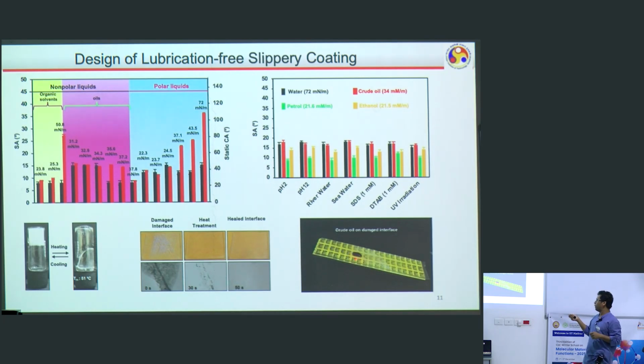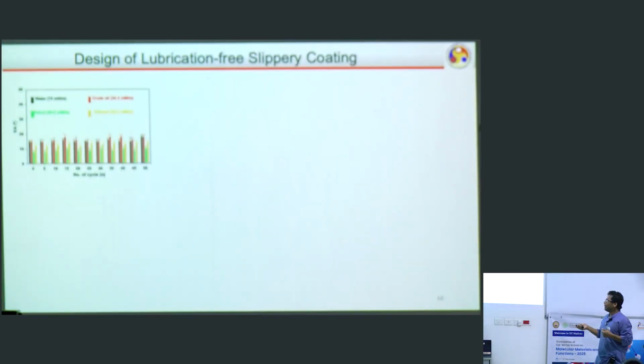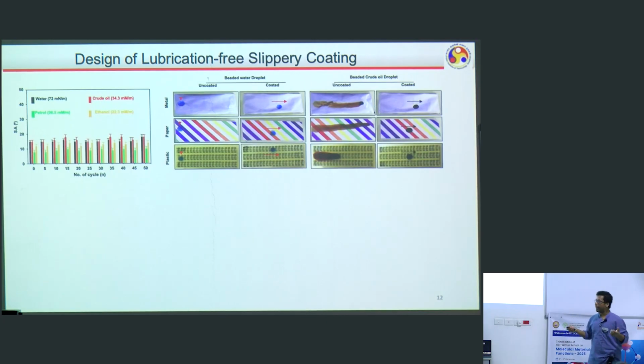This is a crude oil. Okay, it's a very complex chemical. Okay, that can also slide off easily after the healing across from top to bottom, right? Now, you can further extend this healing process at least 50 times. It can go definitely more than that. We have just demonstrated till 50 times, and you can coat on a wide range of substrates.